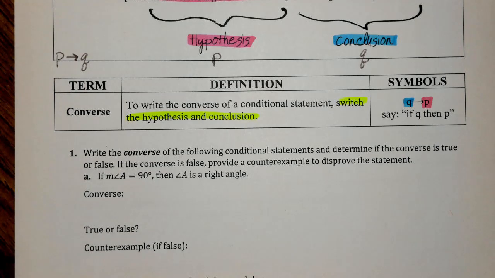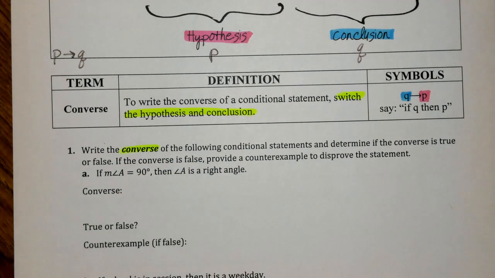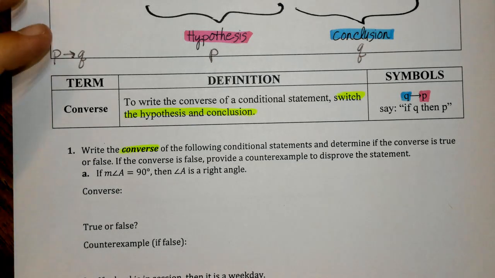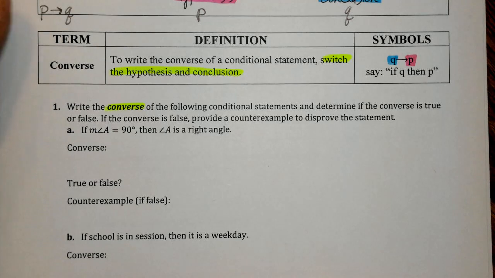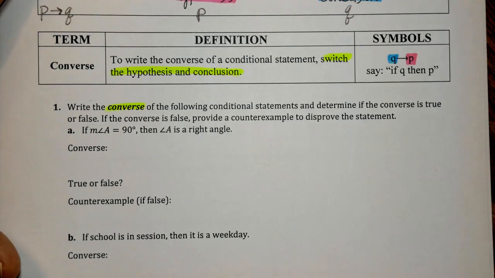So to jump right in, we are going to go ahead and write the converse of each of the following conditional statements, and we're going to determine, is the converse true or false? Okay, this is going to become an important thing later. Is the converse true or false? Now, reviewing from 2.1, if the converse is false, we have to provide a counterexample to show it's wrong. Let's take it one at a time here.